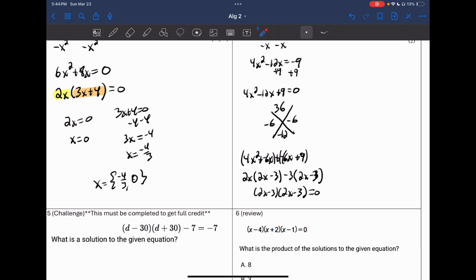And notice here, these two factors are the exact same. And that means our one and only answer is going to happen when 2x minus 3 is equal to 0. We add 3 to either side. 2x is equal to 3. x is equal to 3 over 2.